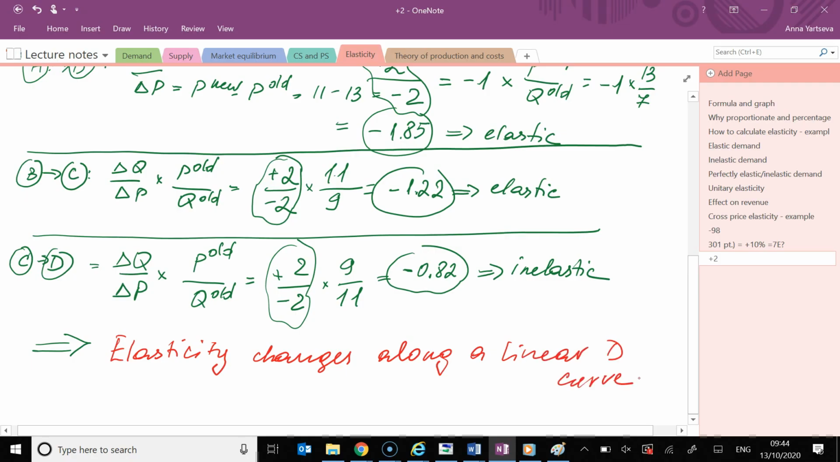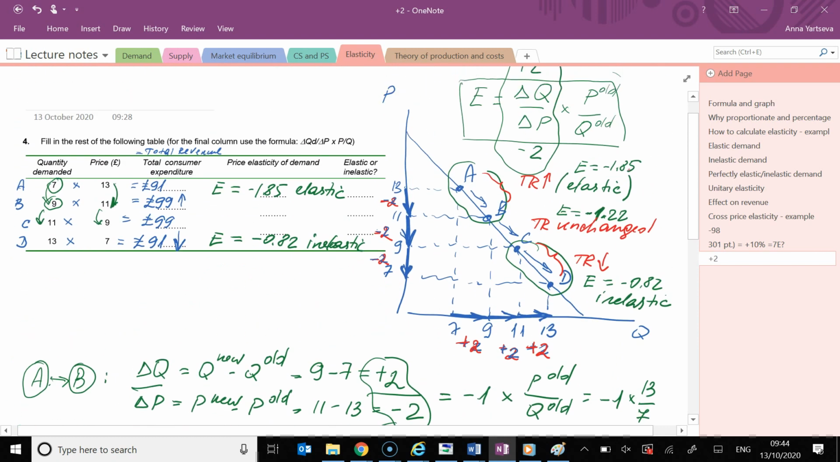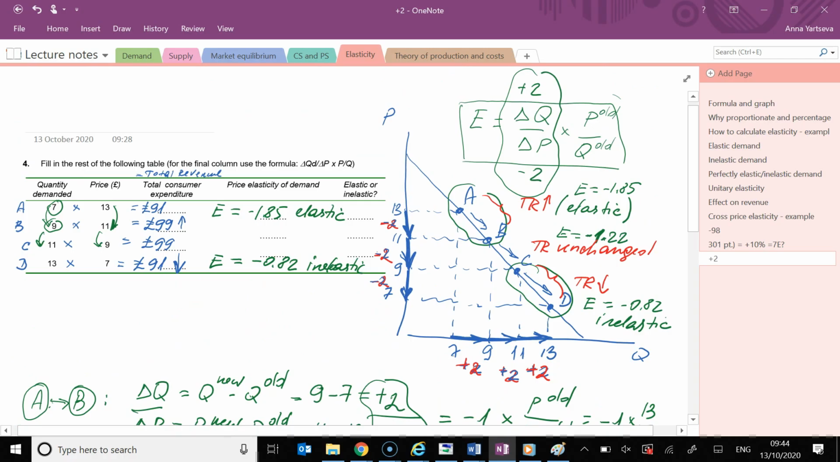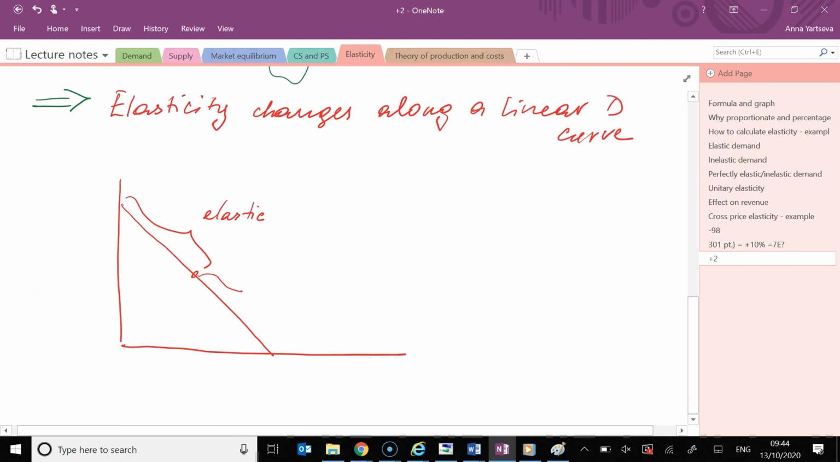Regardless of its slope, if we have a flat line, it will be relatively more elastic. If we have a steep line, it will be relatively inelastic. But elasticity will vary along the same demand curve. And strictly speaking, if you draw any demand curve, regardless of its shape, there will be a part with elastic demand at the top. So you can see this, that our demand was elastic here. If we are located at the top part of the demand curve, demand was elastic. As we move lower down the same demand curve, demand becomes inelastic. There will be an inelastic segment.